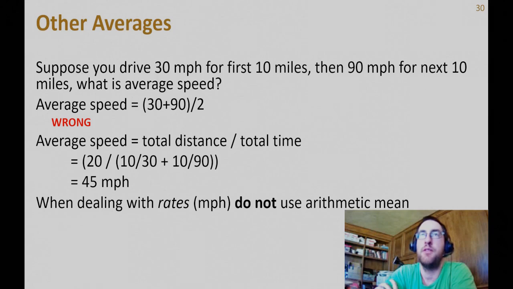So suppose you drive at 30 miles per hour for 10 miles and then you drive 90 miles per hour for the next 10 miles. What is your average speed?